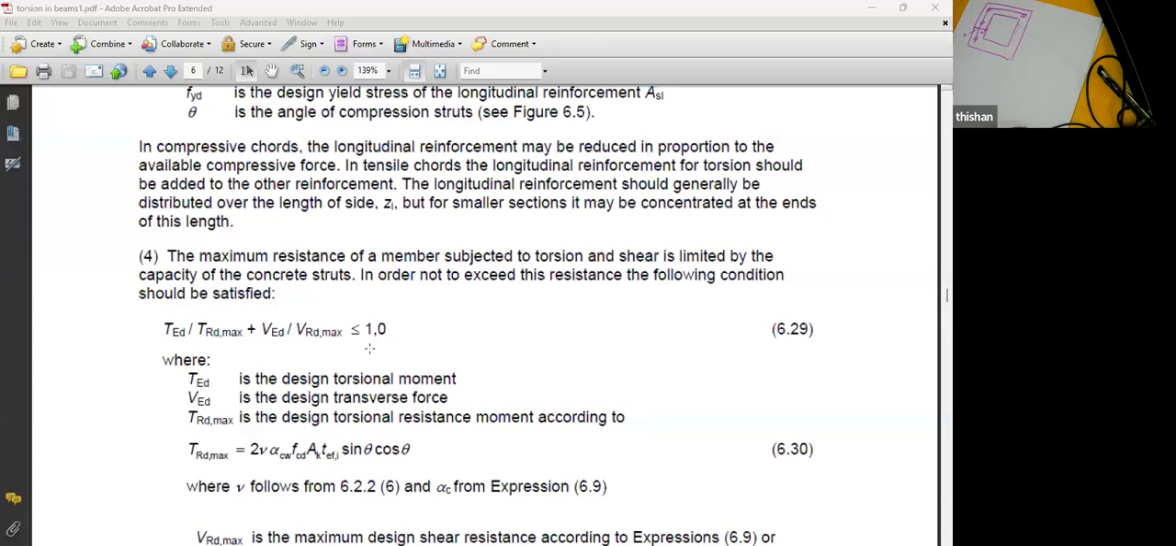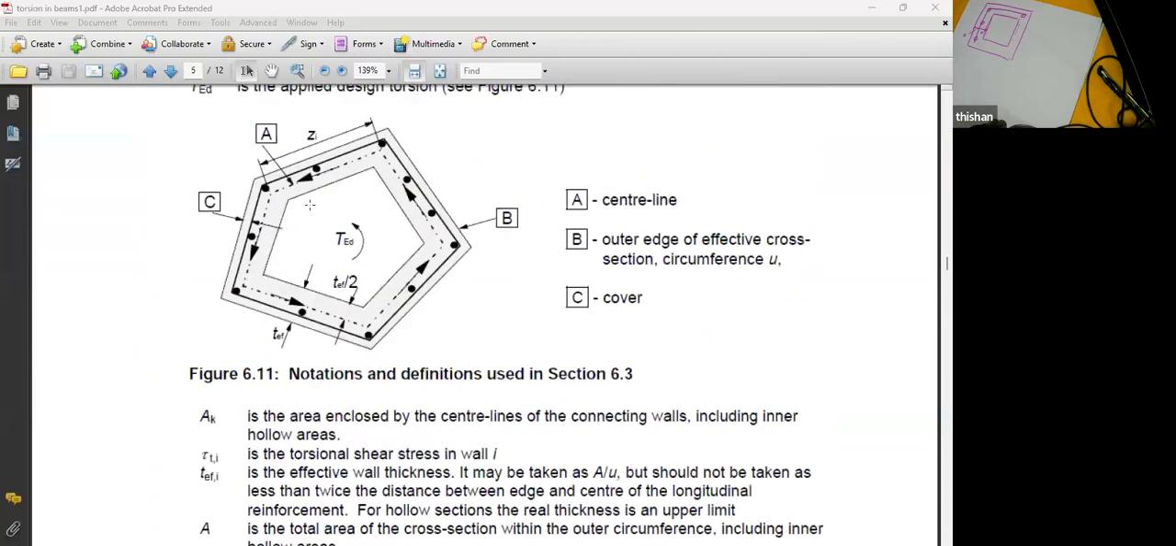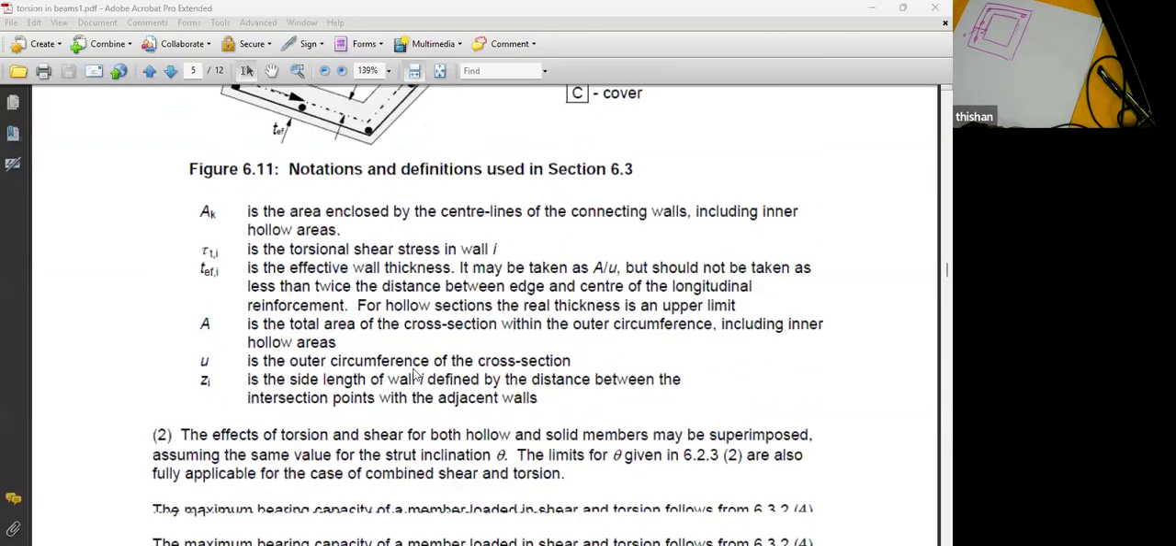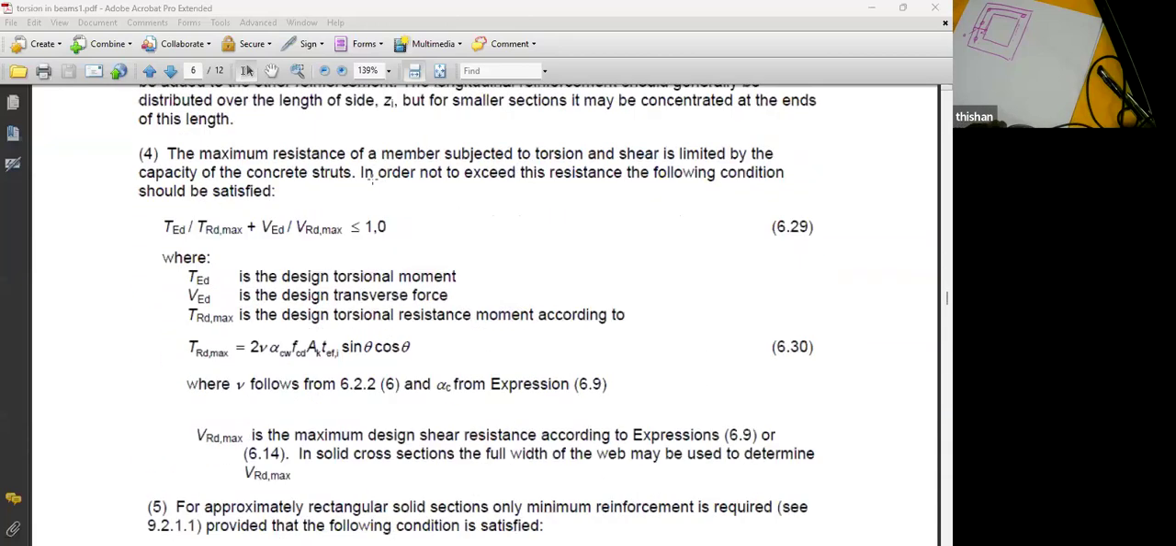The first thing is, first define the hollow section. Convert the rectangular section or the square section to a section like this, a hollow section. What is the second step? Check this. And once you check this, you can find the other reinforcement as well.